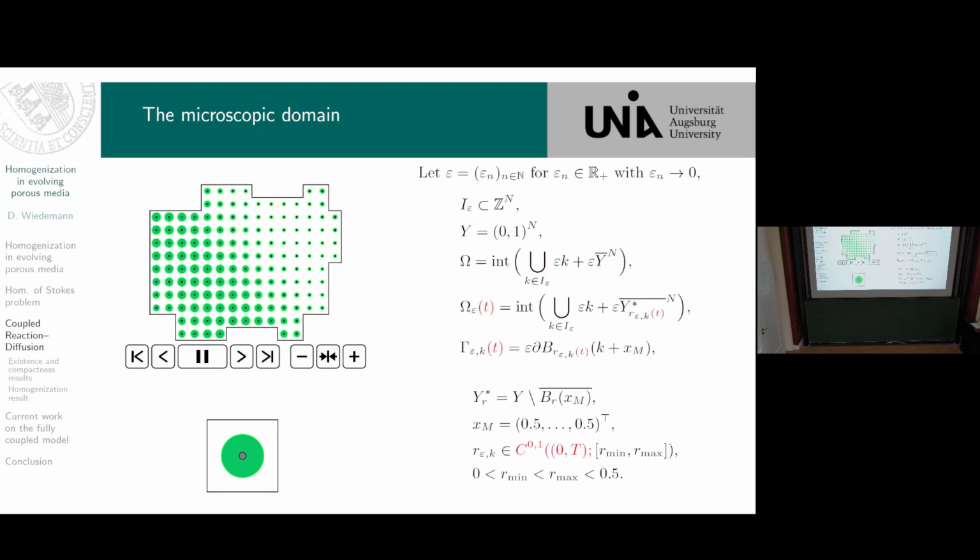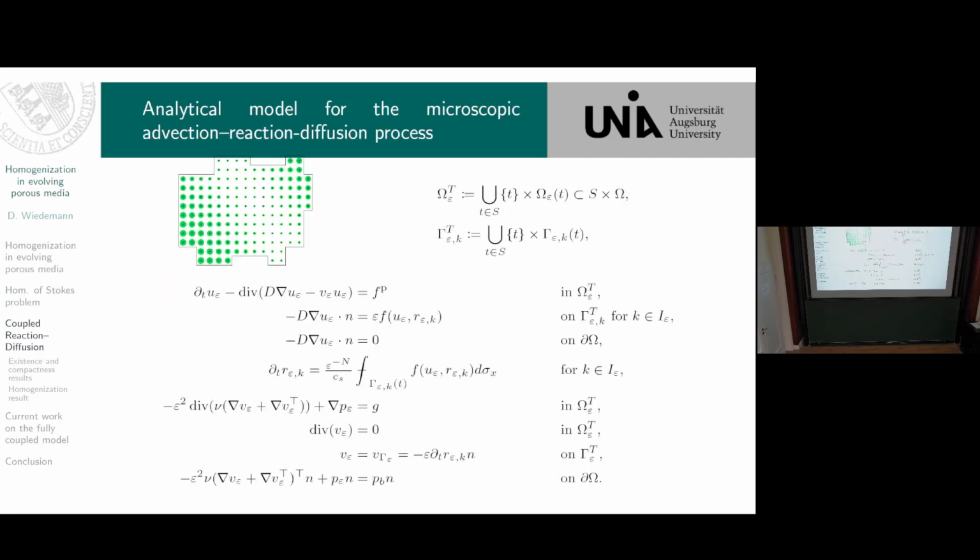So we have in every cell such an obstacle, and these obstacles are now time dependent. This is the very simple domain which we will consider, and we couple this with the process by taking a reaction diffusion advection equation, and then we say the interface reaction rate depends on the value u epsilon, and here also on r epsilon, and this is only in order to ensure that the obstacles cannot become too large or too small.